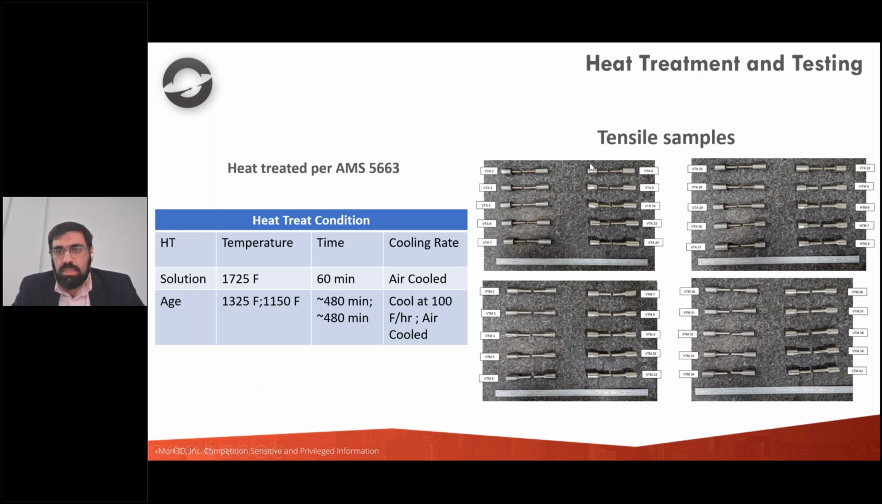This is a snapshot of tensile coupons after testing. Basically nothing special here, but just showing how we look at it. And this is the heat treatment that we have used, for folks who are curious about the heat treatments. Obviously, solution and aging for the nickel 718 based on AMS 5663.